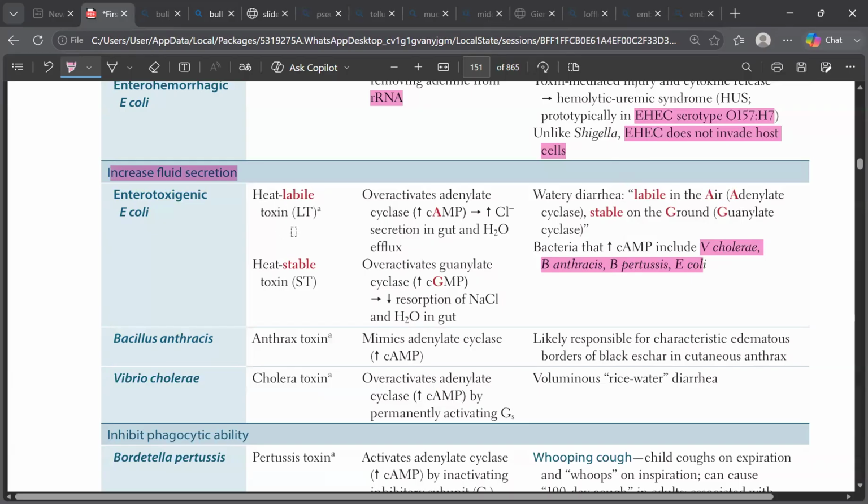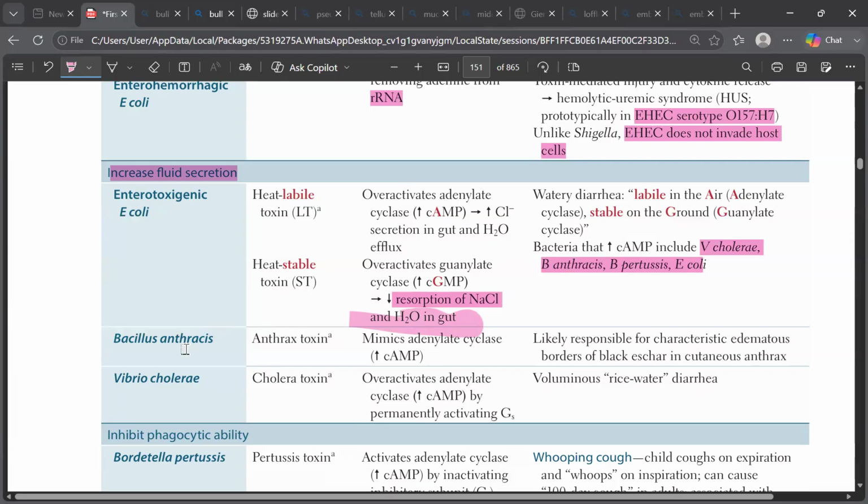Then it also has a heat stable toxin, this enterotoxigenic E. coli. It overactivates cGMP and decreases the resorption of sodium chloride and water in the gut, which causes increased fluid secretion again. So stable on the ground, guanylate cyclase, labile in the air, adenylate cyclase. And again, the bacteria that increase cAMP include Vibrio, pertussis and anthracis, and E. coli. Then we have Bacillus, not botulinum, Bacillus.